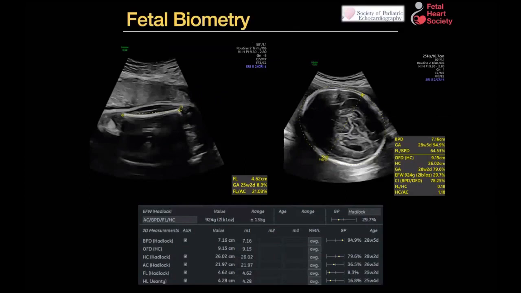We measure fetal biometry prior to evaluating the heart, and this is just to confirm gestational age and Z-score correlation. Again, Z-score is not a required part of the guidelines, but is also an option.